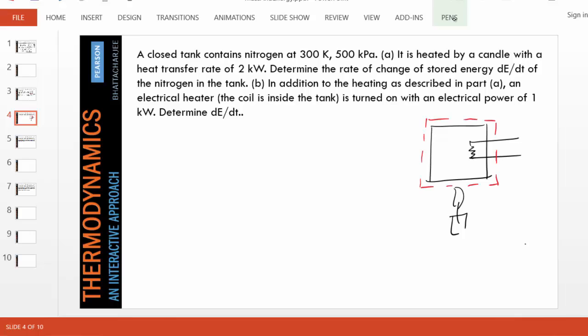So basically now, in addition to, there is no mass term, so I can just get rid of them. So this is our equation. I already got rid of the mass, the transport term, because there is no mass going in or out as in the previous problem. So now let's substitute Q dot, which is already known. In the first part they have told us it's 2 kilowatt. And what is W dot external? An electrical heater is turned on, so it's work crossing the boundary.